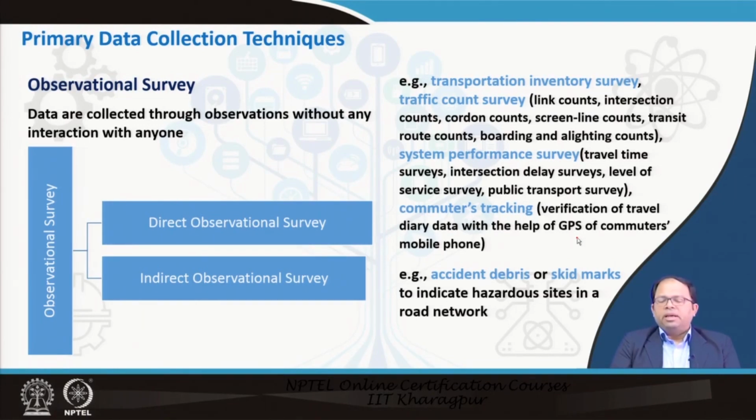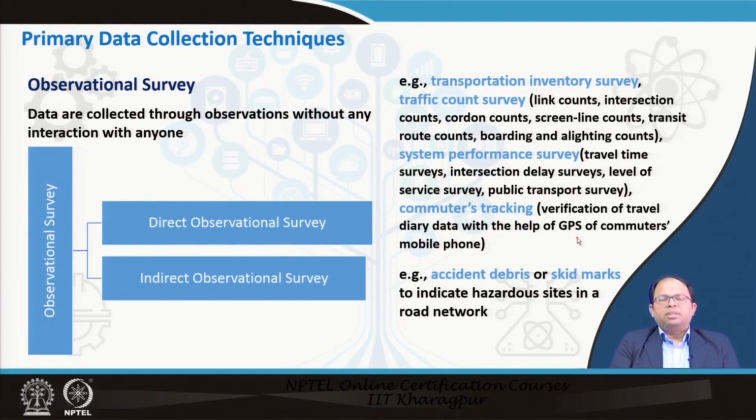For example, most of the transportation surveys like transportation inventory survey, traffic count surveys, link counts, intersection counts, cordon counts, or traffic performance surveys like travel time surveys, intersection delay surveys, level of service surveys, then commuter tracking surveys like verification of the travel diary data with the help of the GPS of commuters' mobile phones. These kinds of surveys are all direct observational surveys. That means we are directly observing the characteristics of the phenomena that we are studying.